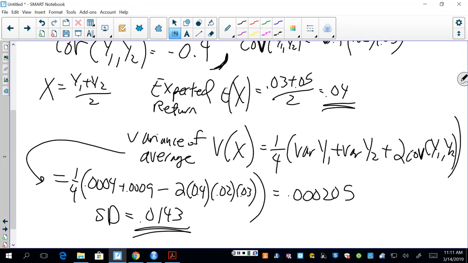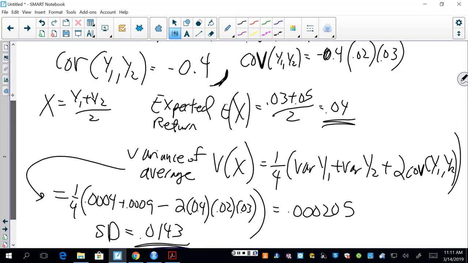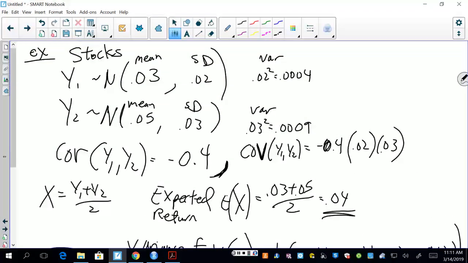So taking this average, we get a lower return, 4%, than the most conservative one, than the 3%. But our standard deviation is less than either one of these. So you're more likely to be close to that return.